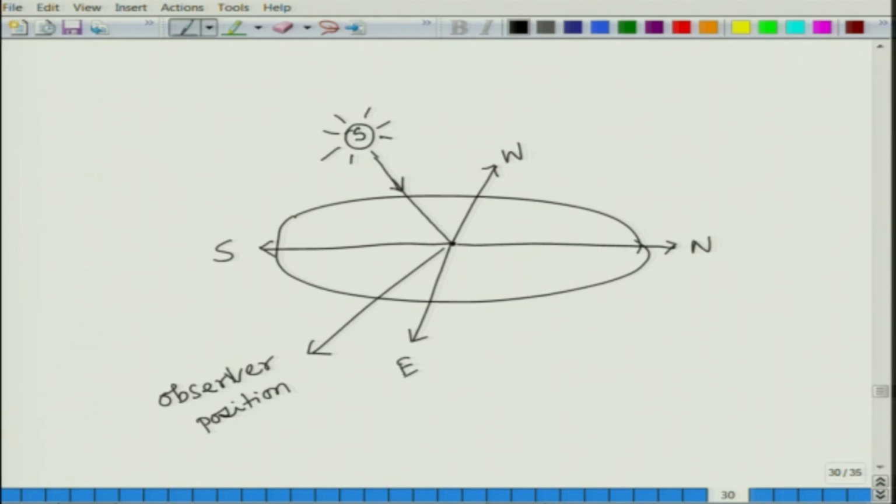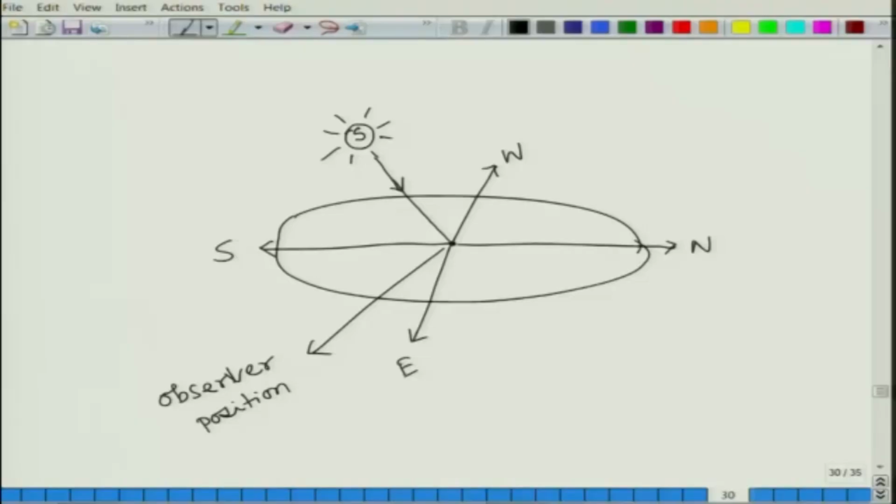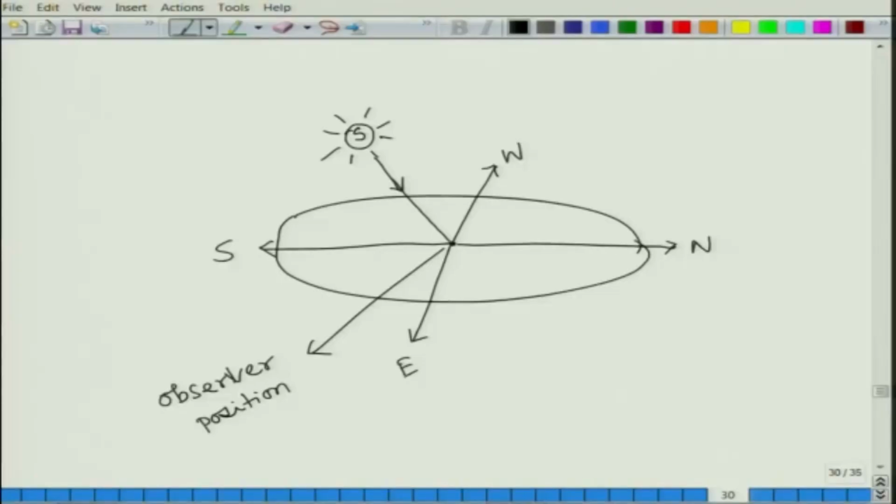Now, you can think of angles. First is to look directly at the sun, how much inclination you have to keep your eye at. So, from the horizontal level, how much you have to look up to look at the sun. That is the angle that we are interested in. And what is that angle?